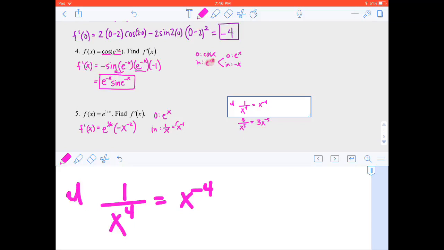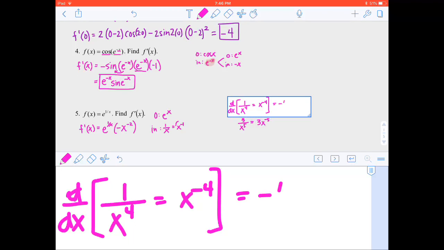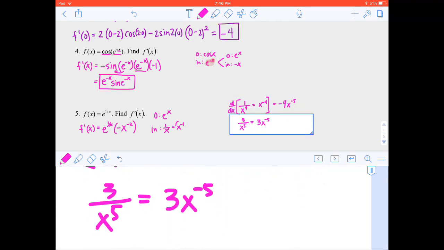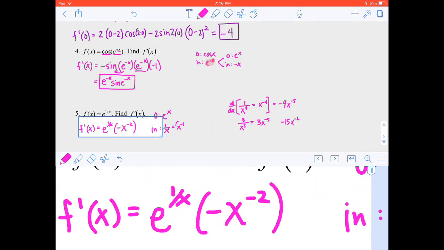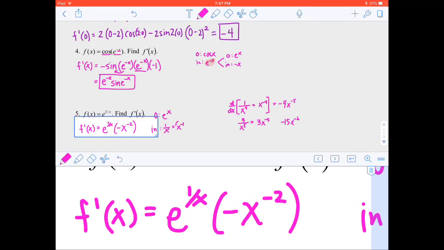For example, here, if I wanted to take the derivative of this function here, well, that would just be negative 4x to the negative 5. Multiply the power to the coefficient and then subtract 1 from the power. Same thing here. You would get negative 15x to the negative 6. So just our power rule. And this was our derivative.